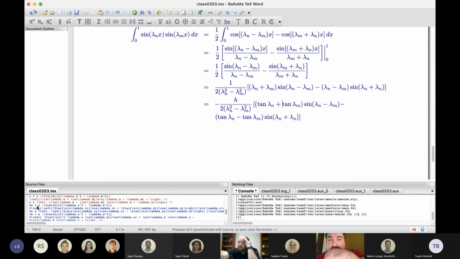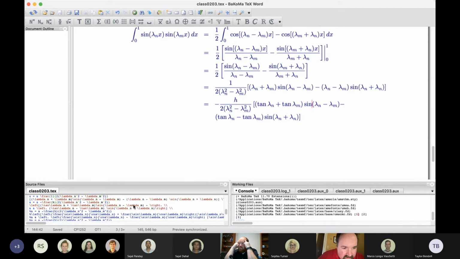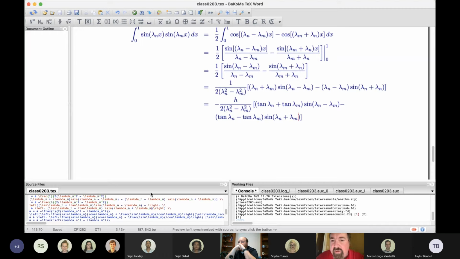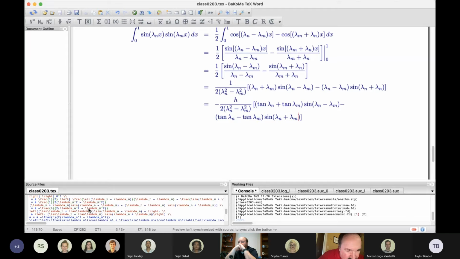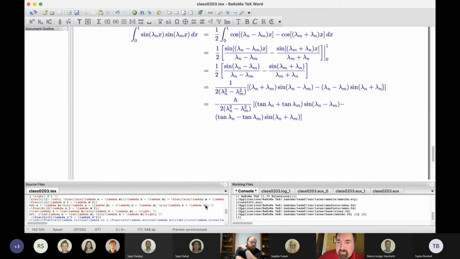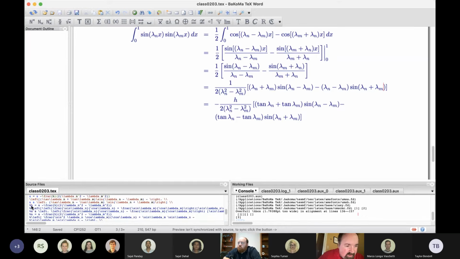Dr. Lampers. Yes. I think that last line should be lambda n plus lambda m, the argument of your sine. Let's see. Yep, it should. This should be an m. Okay, and then up here too. So I'm trying to find what line it is in the source code. Here we go. Okay. Yep. All right. Thanks for pointing it out, and we'll have to keep an eye out for it in later steps.